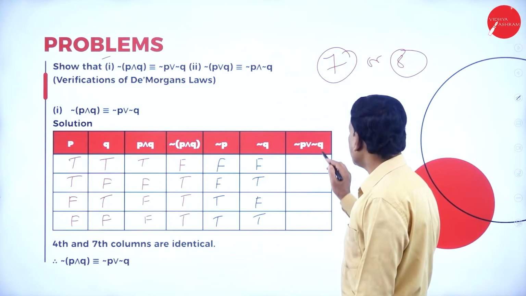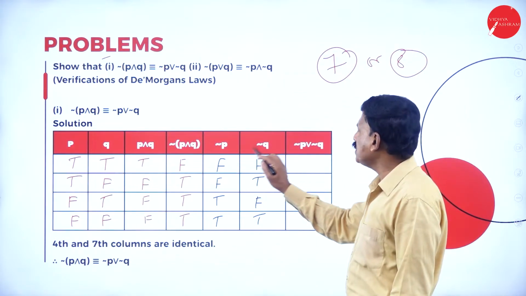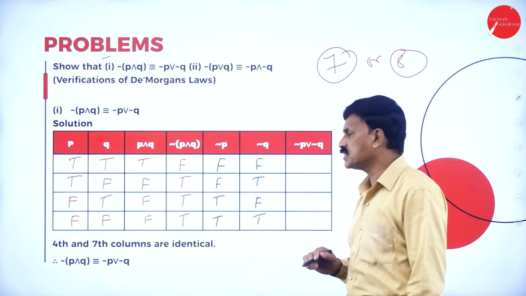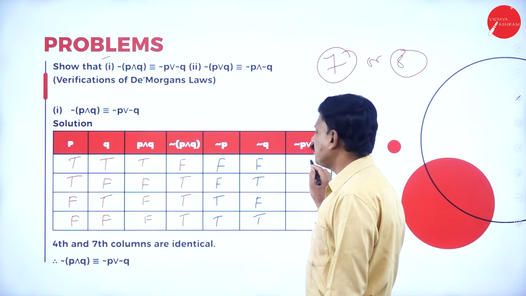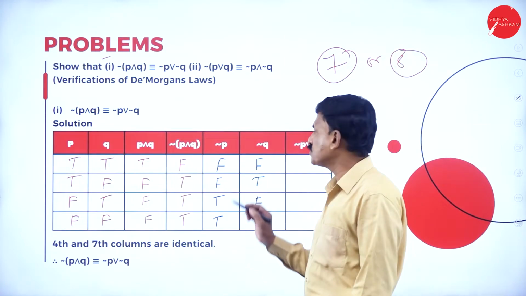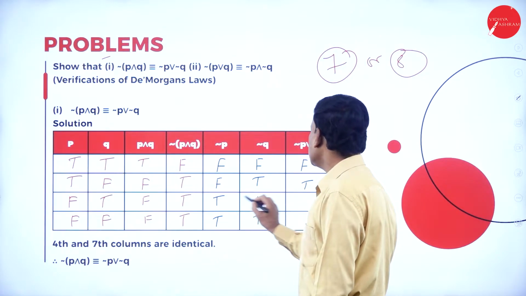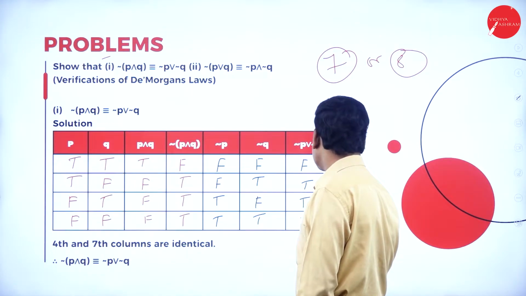Now, what to write? So negation P, disjunction negation Q. You know, in case of disjunction, F and F is F, and in all other cases it is true. So F and F is F, F and T is T, T and F is T, T and T is equal to T.